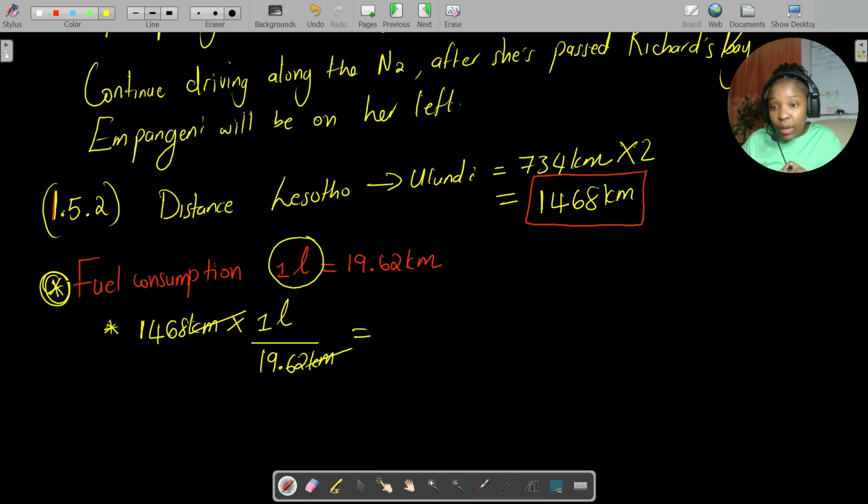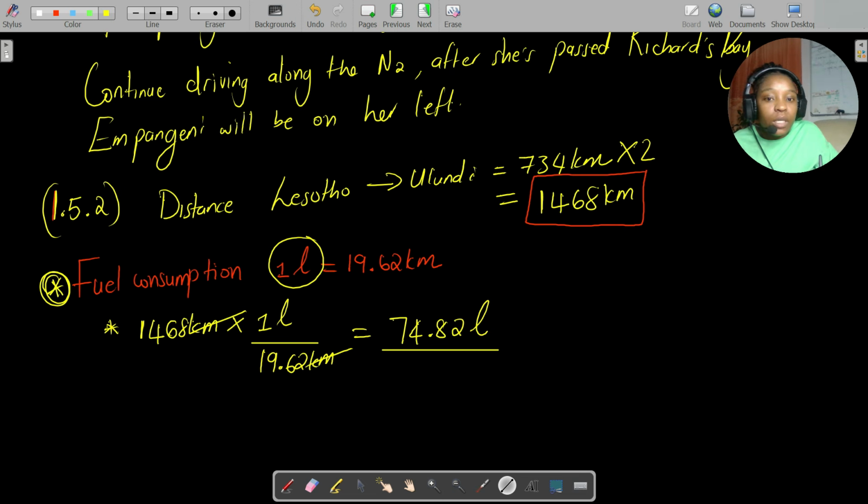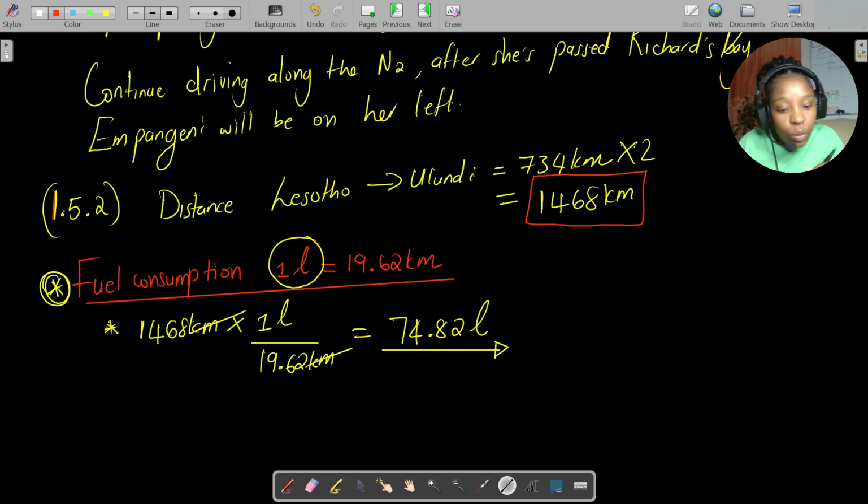So 1,468 multiplied by 1 divided by 19.62, you will get that she'll actually need 74.82 liters of petrol if you round it off to 2 decimal places. So that's how much petrol she will need to go from Lesotho to Ulundi and also come back. We just needed to use that equation that spoke about fuel consumption.